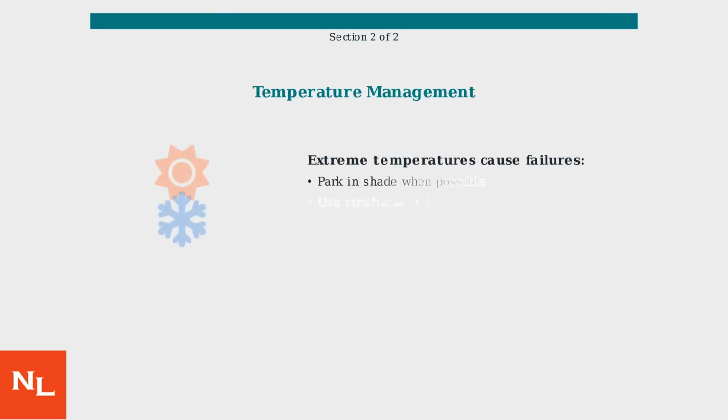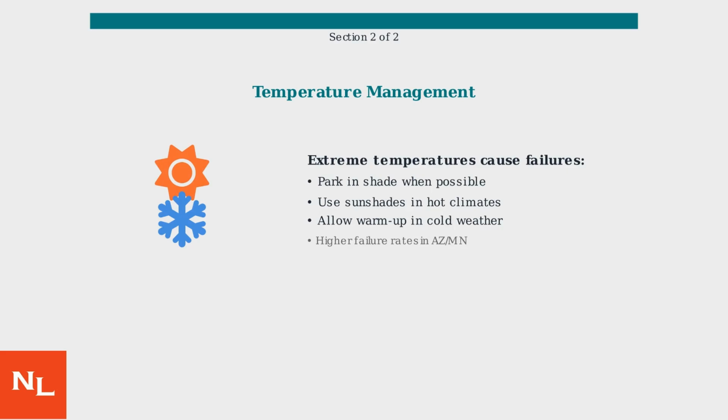Temperature extremes significantly contribute to infotainment failures. Data shows higher failure rates in extreme climate regions like Arizona and Minnesota. Simple prevention like parking in shade and using sunshades can extend system life.